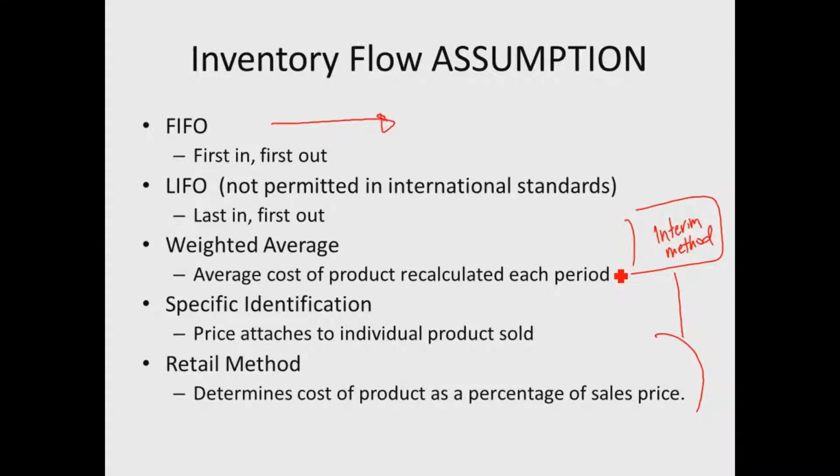What LIFO does is it assumes that the products you bought most recently are the ones that you used, or the ones that you sold. Therefore your cost of goods sold is higher because you're using the recent costs, and you get tax breaks. Basically, your income is lower, and so your taxes are lower. The reason it's not allowed internationally is for exactly that reason.